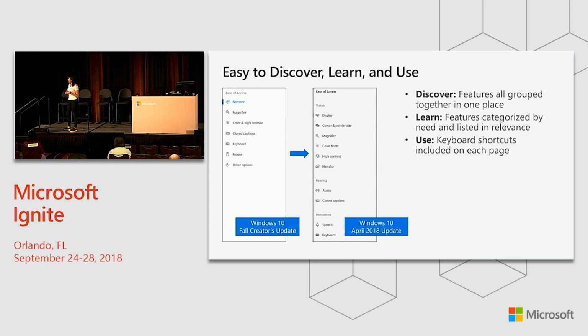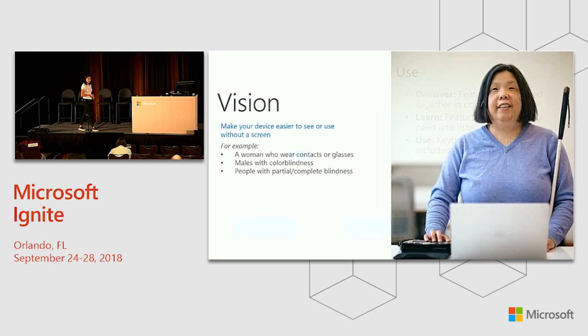Then last but not least, on each of these pages, which I'll demo to you shortly, we've provided the keyboard shortcuts. So once you've identified a feature that's relevant to you and that could help you out, you don't have to keep going back to ease of access to turn it on. We've provided that information there so you can more quickly toggle that feature on and off. So with that said, let's get into some of these buckets here.